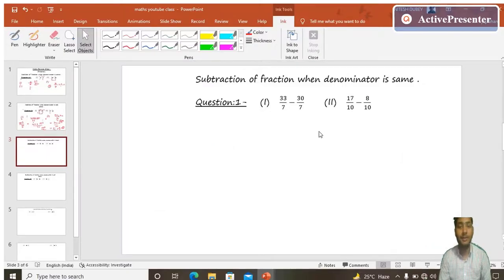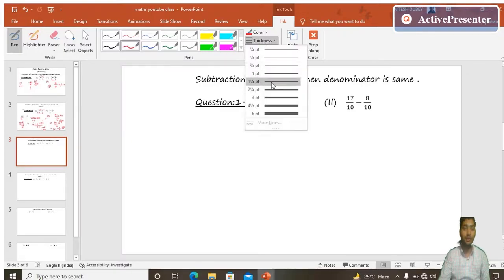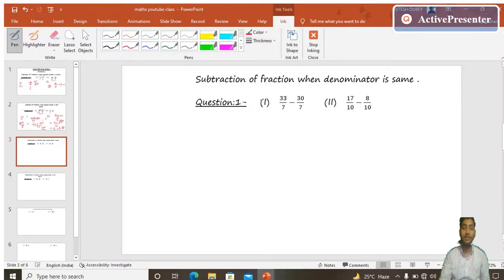Now we are subtracting the fraction. We are subtracting the fraction when the denominator is the same. In this case you will have to do nothing, just do what I have done earlier in the addition video. Put the LCM as has been given by the question. In the question the value is 7, so we are putting the LCM here, 7.